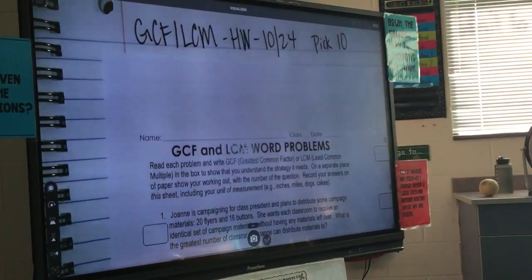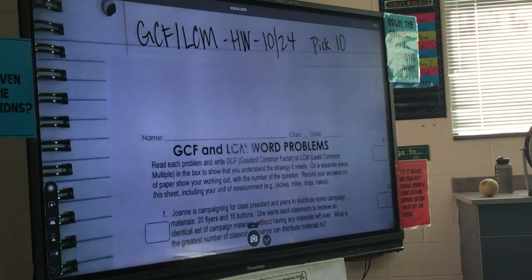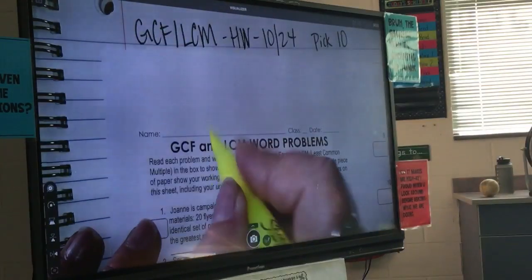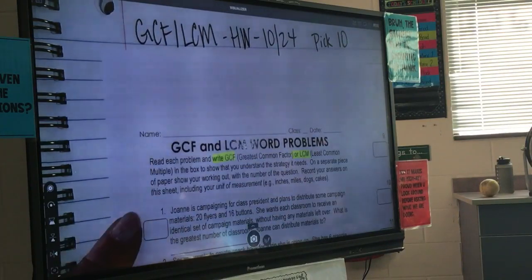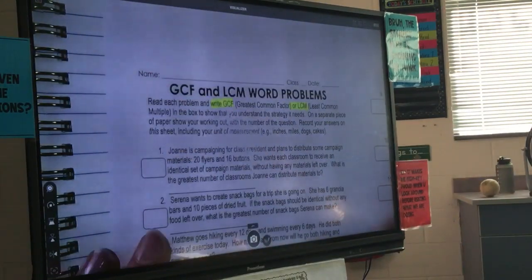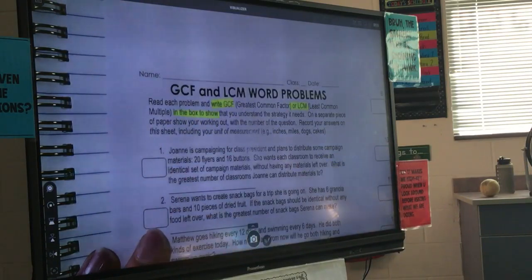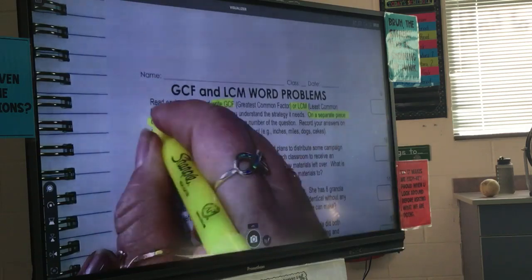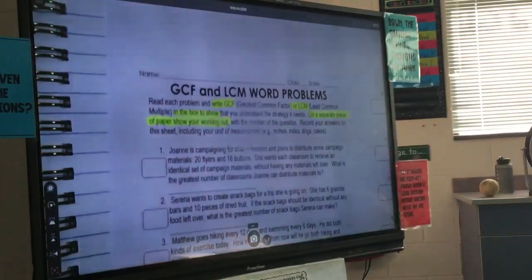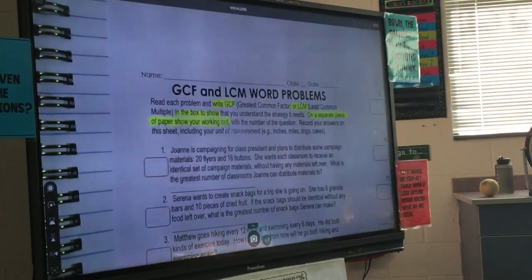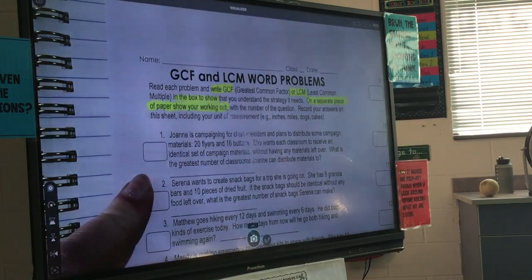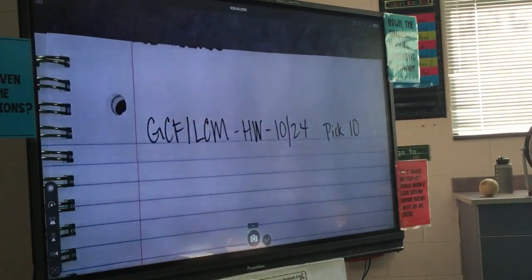Then grab your highlighter. So it says, read each problem and write GCF or LCM. So you see this little box right here? That is where you're writing GCF or LCM in the box to show that you understand the strategy. On a separate sheet of paper. It even tells you right in the directions, on a separate sheet of paper, show your working out, aka show your work. And then record your answers on this sheet. So you can put your answers on this sheet. You can put if this is a GCF or LCM question on this sheet. Where are you doing your work? On this sheet right here that you just titled.